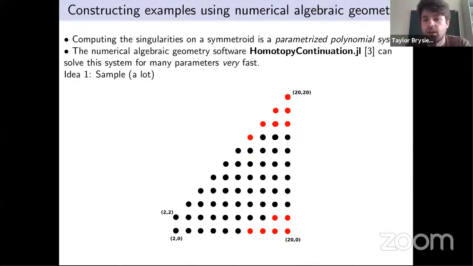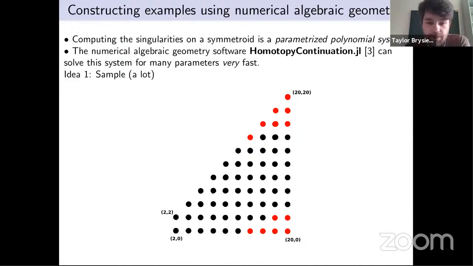And I use the software HomotopyContinuation.jl. This is software written in the Julia language. And I think probably in the course of a couple of weeks, I solved about 20 million instances of this problem by randomly choosing 20 million different triples of 5x5 real symmetric matrices. But the thing is, you don't find all of them this way.